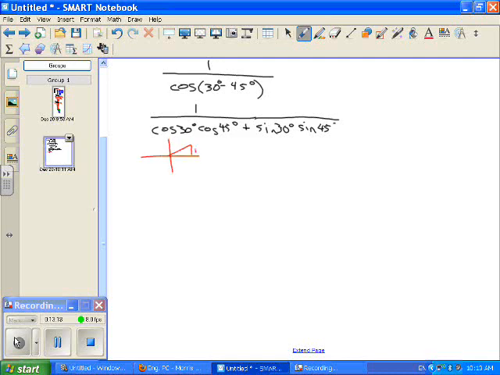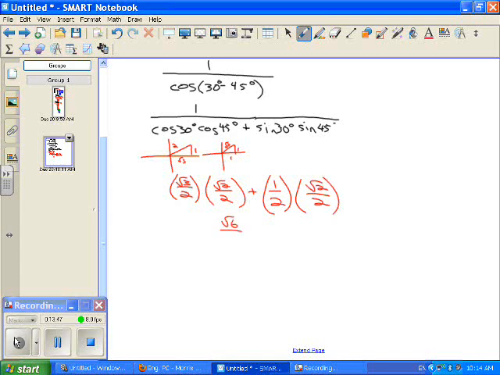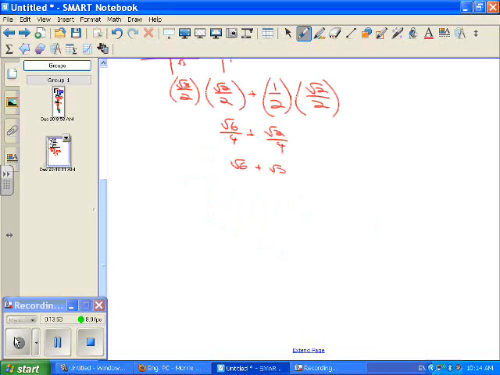So cosine of 30 is square root of 3 over 2. Cosine is adjacent over hypotenuse, so this is square root of 3 over 2. Cosine of 45 degrees, plus sine of 30. Actually, I don't really need a new graph because I have this one over here. Sine is half. And then sine of 45, also square root of 2 over 2. All right, so I'm going to get square root of 6 over 4 plus square root of 2 over 4. That's square root of 6 plus square root of 2 all over 4. And that's all under 1.